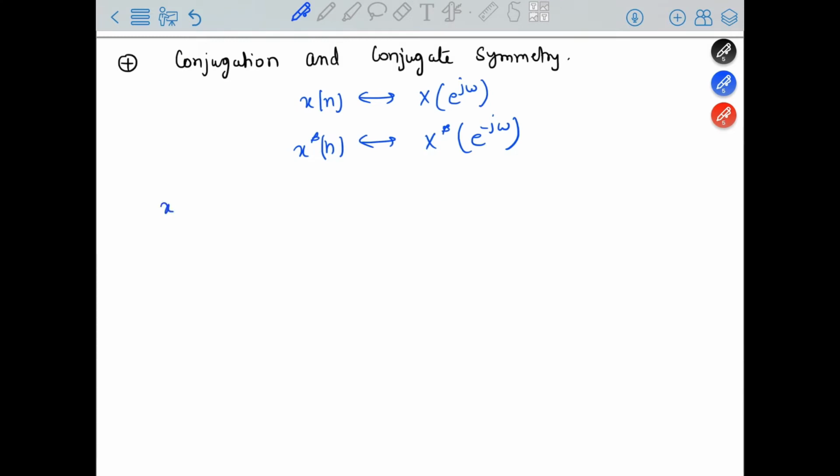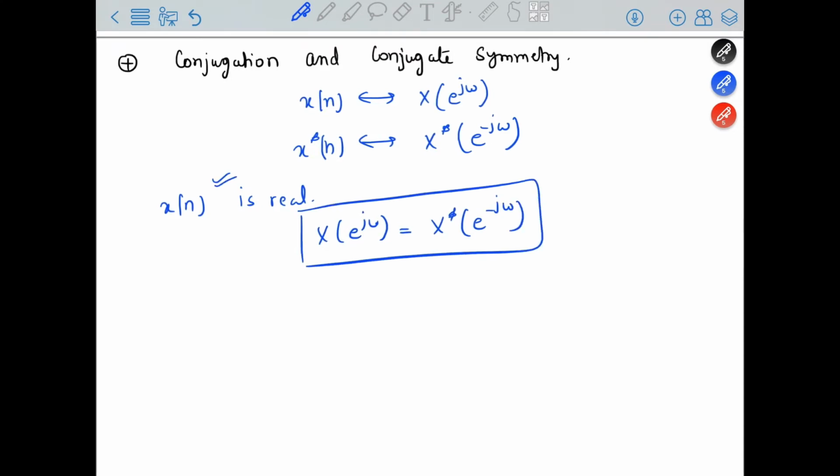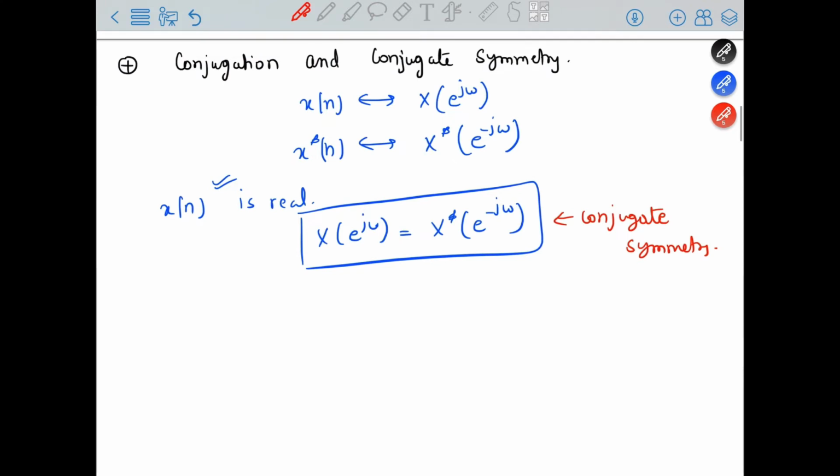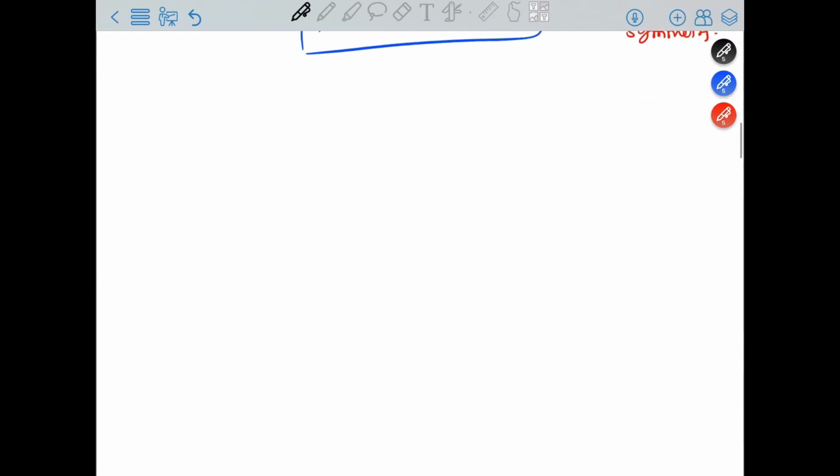And again if x[n] is real, we'll get X(e^{jω}) equal to X conjugate of e raised to the power minus jω. So this property holds only when x[n] is real, and this is basically represented as conjugate symmetry. This is also quite similar to the continuous time counterpart. Next we will discuss a different property which is different in case of discrete and continuous time.